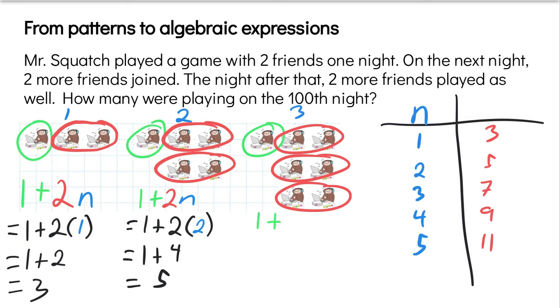1 plus 2 times n. Let's see. If we write it out, it goes 1 plus 2 times 3. We'll write it out one more time. 1 plus 6, 2 times 3 is 6. That should be 7. And there we go. It works out. Now we should be able to do this even without having the pictures.